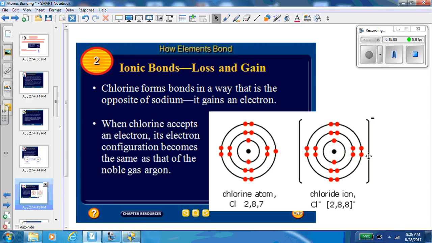So chlorine, since it is gaining an electron, is going to become more negative because now it has more electrons than it does protons. So now the atom takes on more of a negative charge. Chlorine actually has a -1 charge to it. Okay?